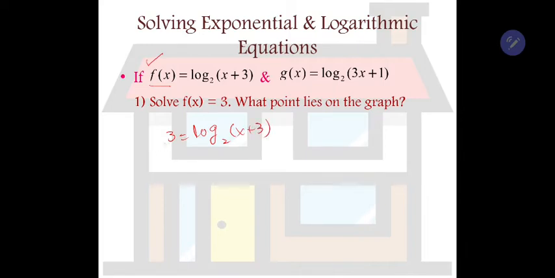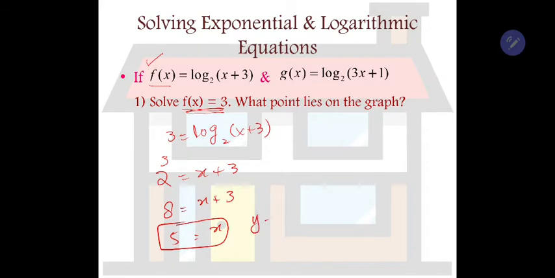Now we can always convert this logarithmic equation into an exponential equation because the base of the log is 2. So the base of the exponent should be 2, and then 2 to the power 3 equals x plus 3. 2 to the power 3 is going to give you 8 equals x plus 3, which means x equals 5. Now we got x equals 5 when f of x was 3. And if you can recall, f of x is basically the value of y, right? So when y was 3, we got x equals 5, which means the point on the graph is (5, 3).